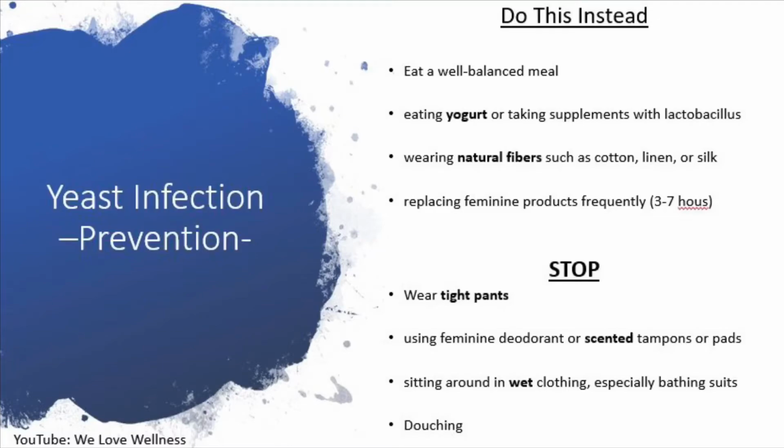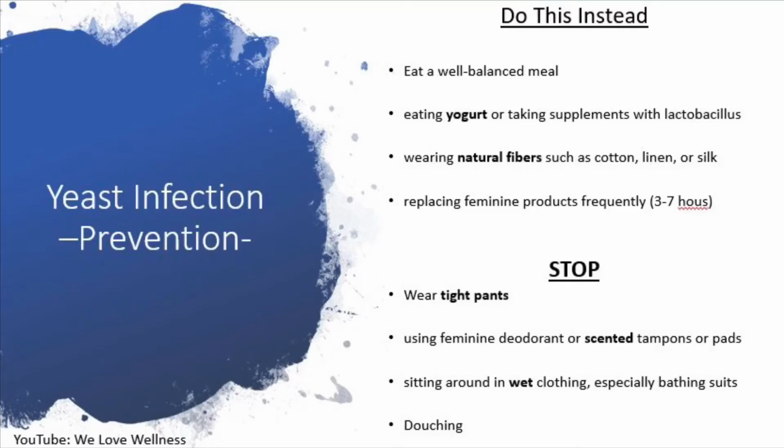And so that leads me to what you should stop doing. You should stop wearing tight pants. This restricts so much down there, and there's not much room for the vagina to breathe, so that can cause the yeast infection. You also want to stop using feminine deodorants or scented tampons or pads. This is just not good. Sometimes it's just irritating to the vagina. So that would be something you should stop doing. There's unscented products all over Walmart, Target, CVS, Walgreens.